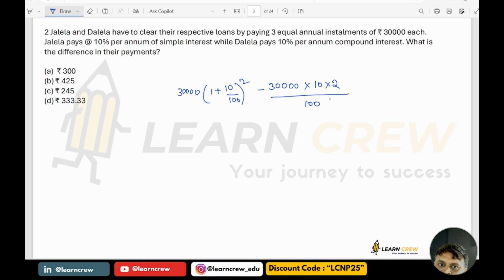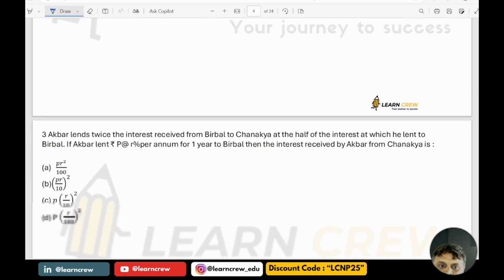So here this is the difference between the total amounts paid. What is the difference between their payments? This is the payment through compound interest. This is the payment through simple interest. So what is the difference in their payments is the answer. So if you observe here, how much you are going to get here? The answer would be how much? 300. The answer here is 300. Next.